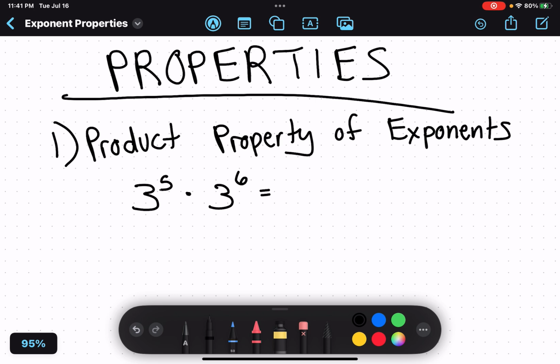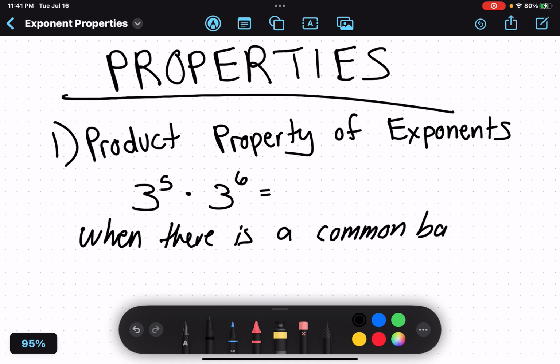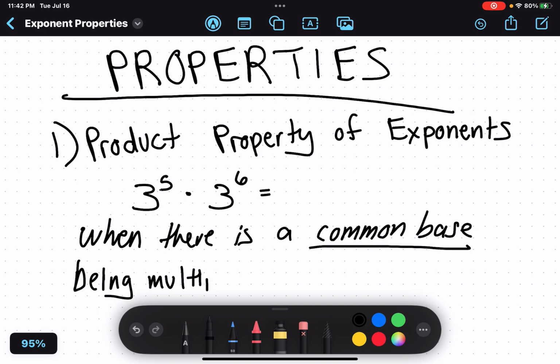What would that equal? Well, the product property of exponents tells us when we have a common base, meaning you're multiplying with a base of 3, right? So the 3 doesn't change, only the exponent changes in what you're multiplying. When there's a common base and that is being multiplied, then you can add their exponents.